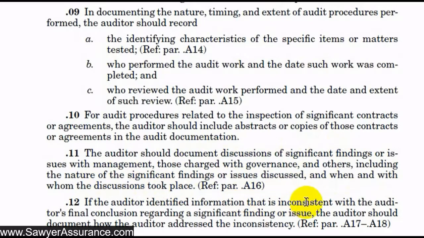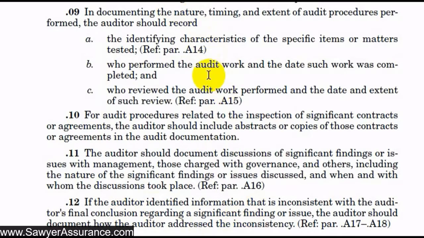Finally, if in our procedures we have something that's inconsistent with our final conclusion regarding a significant finding or issue, we should document how we addressed the inconsistency. So if we have a significant finding and we come across something that's unusual or doesn't fit the facts, but then we go and discuss with management or we obtain some more information, we need to document what we did to get comfortable over that inconsistency.